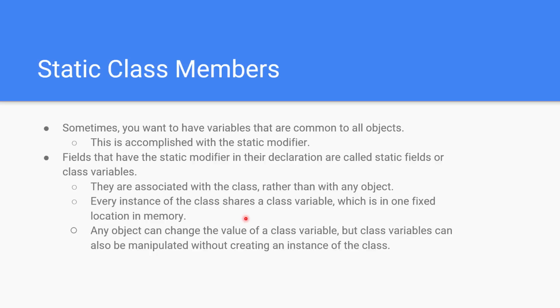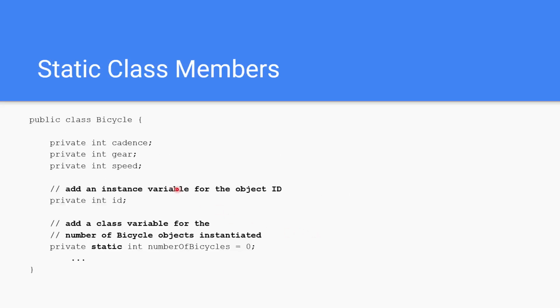So every object or every instance of the class shares that same variable, and it is singular in its own section of memory, and all the objects are looking to that one section of memory for the value of that class variable. Any object can change the value of the class variable, but class variables can also be manipulated without instantiating a class. So if we look here, we see the bicycle class.